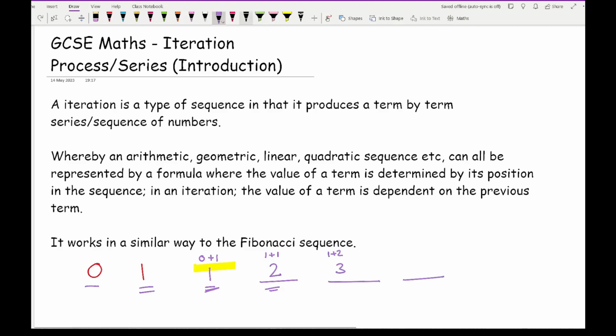The next term is the previous two terms, 2 and 3, so that makes 5. And then the next term is the sum of the previous two terms, 3 and 5, which is 8. So again, the iteration works in a similar process. Just to recap, whereas with an arithmetic, geometric, linear or quadratic sequence the value of a term is based on its position, an iteration uses some previous terms. So it all depends on what values you're starting with to decide what numbers would actually go in a sequence.